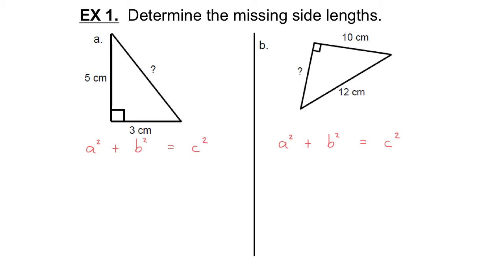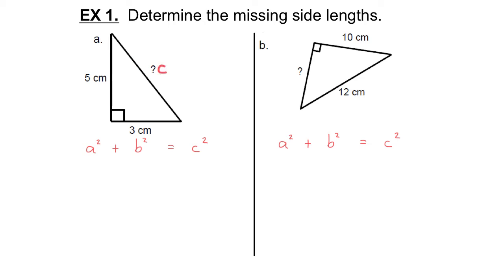Now remember what I said about the hypotenuse. In the Pythagorean theorem, C is the hypotenuse. So for our first example, what is the hypotenuse? Is it 5? Is it 3? Or is it this unknown side? Well, remember, the hypotenuse is always directly across from the right angle. So in the first instance, this is our hypotenuse. Let's just call it C.